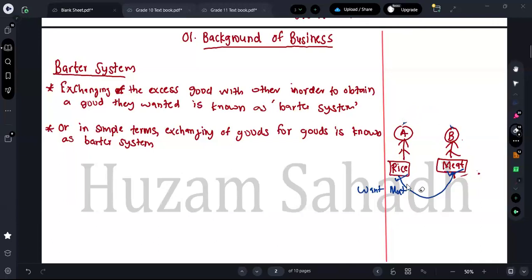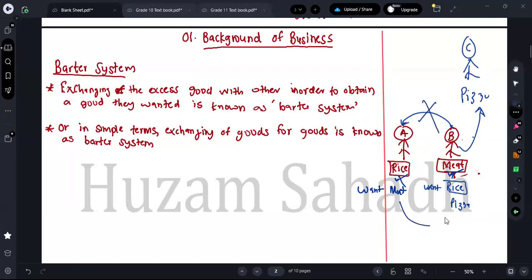Who should A contact to get some meat? A needs meat, so to obtain it, A should contact B. Now, if he is contacting B, B should also want rice. If B wants rice, B will be willing to meet A. But let's assume B wants pizza, and someone C has pizza. Then B will try to connect with C, not with A, but A will be trying to connect with B.